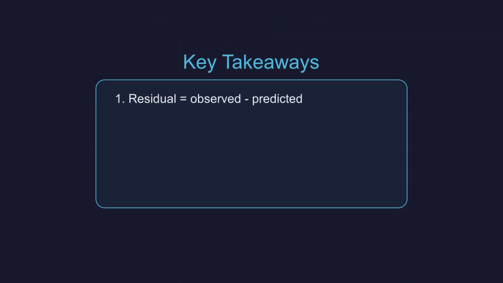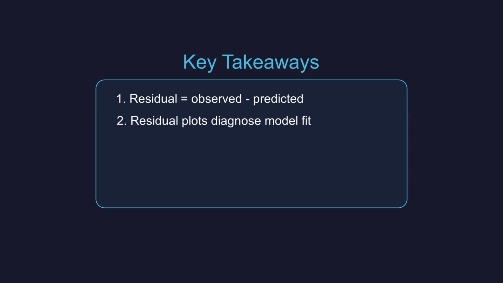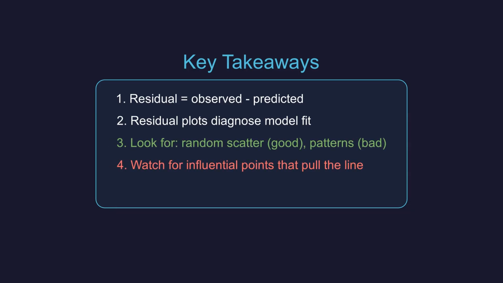To wrap up residual analysis, a residual is simply observed minus predicted. Plot residuals against x to diagnose your model. Random scatter is good, patterns signal problems. Always check for influential points that can dramatically change the regression line, and never extrapolate far beyond the range of your data.